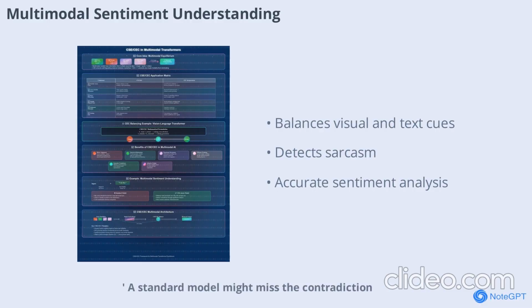Imagine an AI interpreting a sad face emoji alongside the text, "I'm fine." A standard model might miss the contradiction, but a CSE-aware model balances visual emotional cues with the sarcastic tone of the text, resulting in a more accurate sentiment classification. This equilibrium-driven approach allows AI to better understand complex, multimodal human communication, making it more effective in real-world applications.